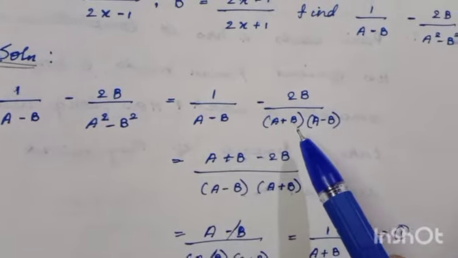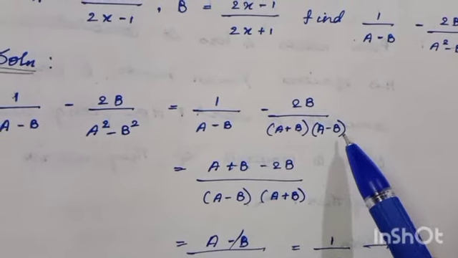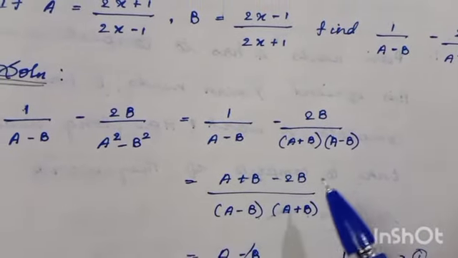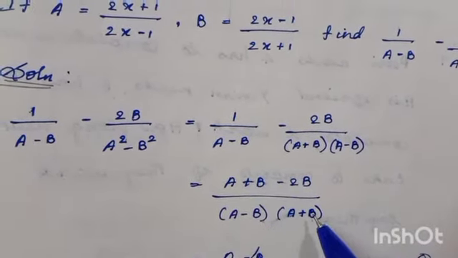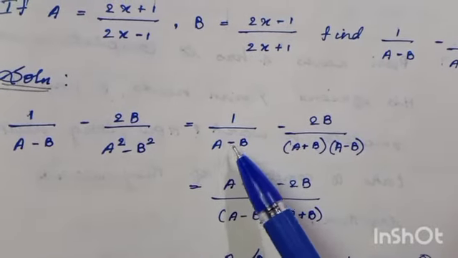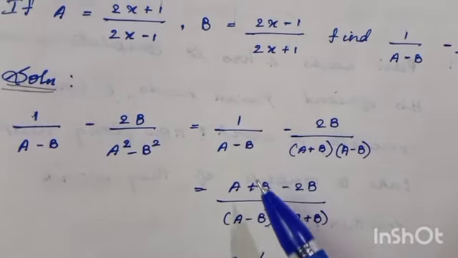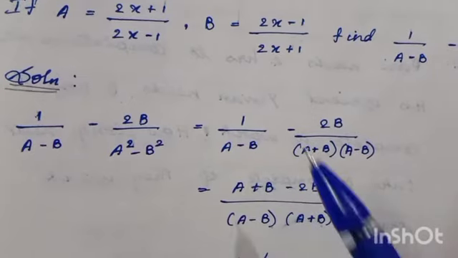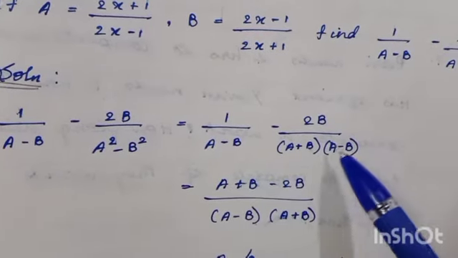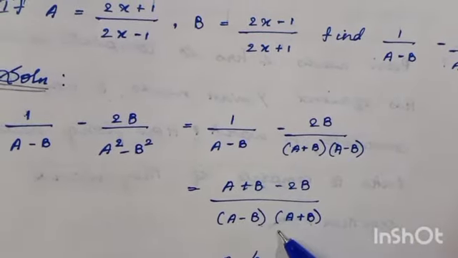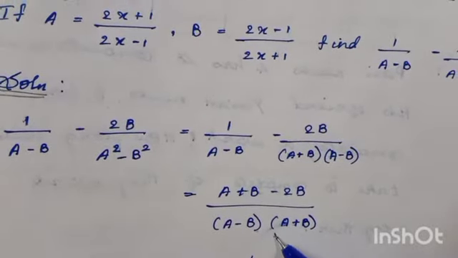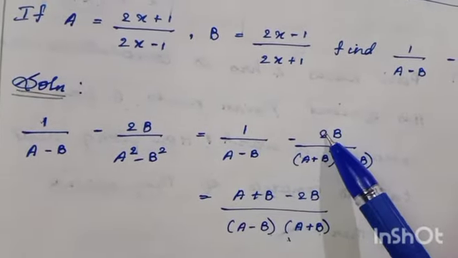For a minus b and a plus b into a minus b, the common denominator we consider as a minus b into a plus b. So now, for this one, multiply by a plus b, so that is 1 into a plus b. Now we have the same denominators, so just take and write minus 2b.